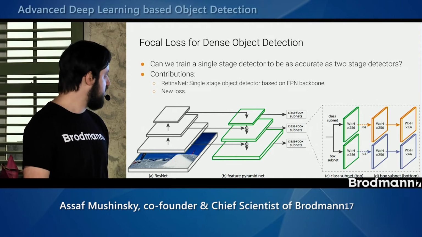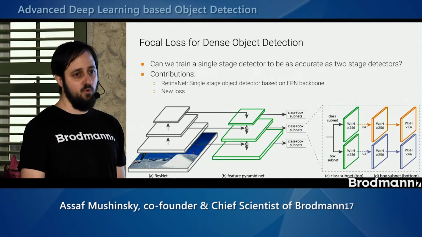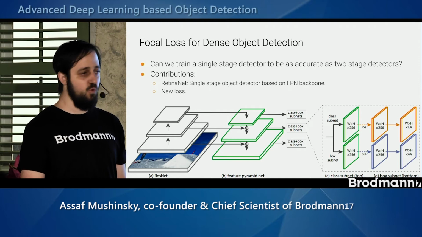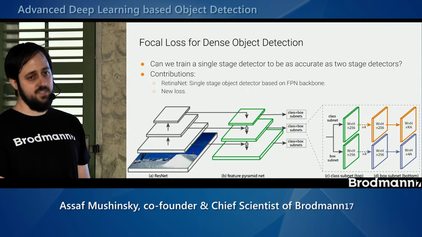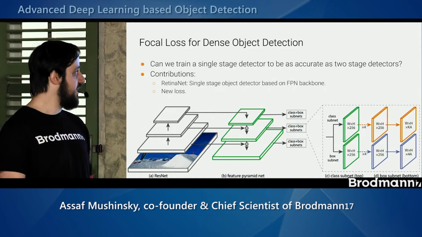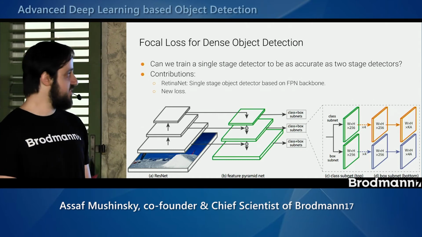The goal of this work was actually to check how well a single-stage detector can work when compared to two-stage detectors. Because at that time, it was believed that Faster R-CNN is more accurate than SSD, for example, because it has two stages.